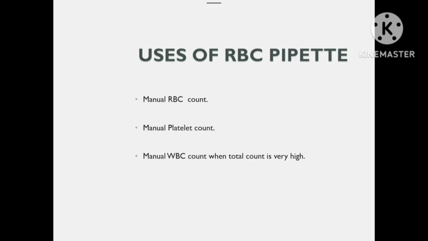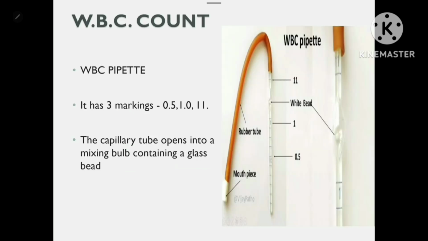What are the uses of the RBC pipette? Other than RBC count, it is also used for manual platelet count and manual WBC count when the total count is very high, because the RBC pipette has the capability of counting more. In the RBC pipette the marking point is 101, whereas in the WBC pipette it will be 11. In WBC count the markings will be 0.5, 1 and 11.